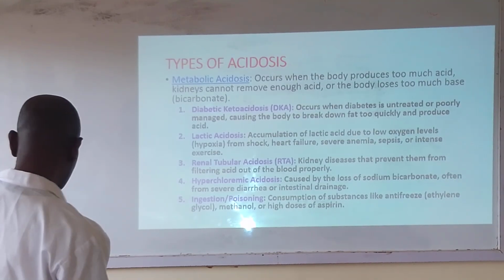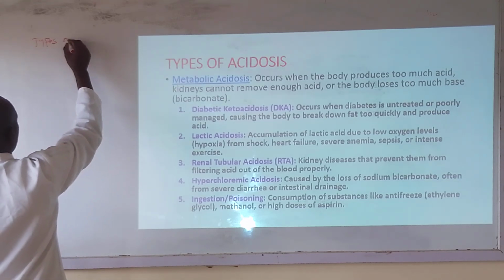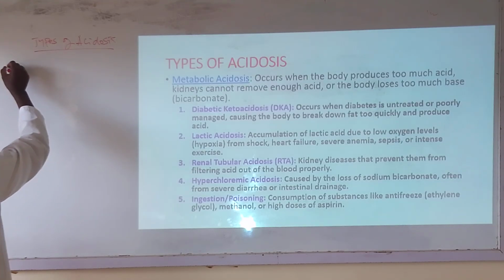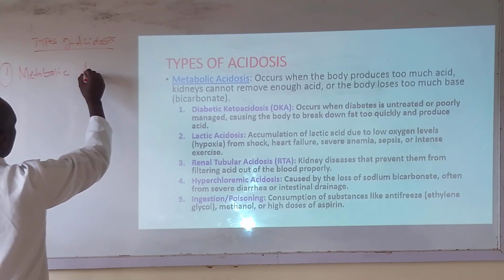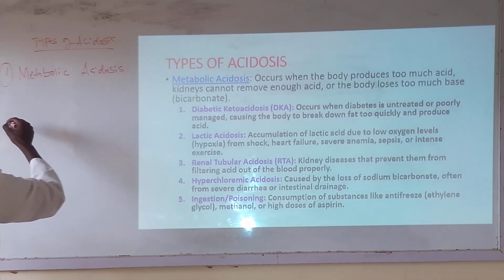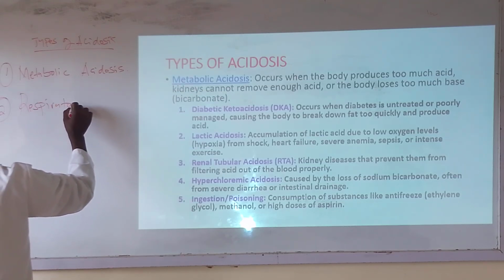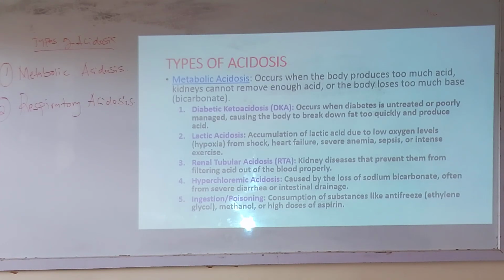There are two types of acidosis. So we are talking about the types of acidosis, and we are saying there are two types. One is known as metabolic acidosis, and then the second one is normally known as respiratory acidosis. So there are two types of acidosis. We have metabolic acidosis, and there is also respiratory acidosis.